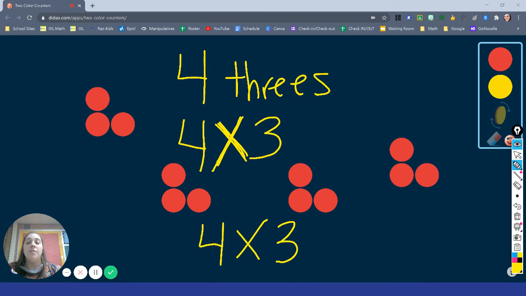If we think of that multiplication sign as groups of, and that was part of our objective, if you remember from the beginning, is figuring out what groups of means. So we have 4 groups of 3, and that's our multiplication problem, and we know that that will equal 12 because we already counted those counters out, and we have 12. So 4 times 3 equals 12.